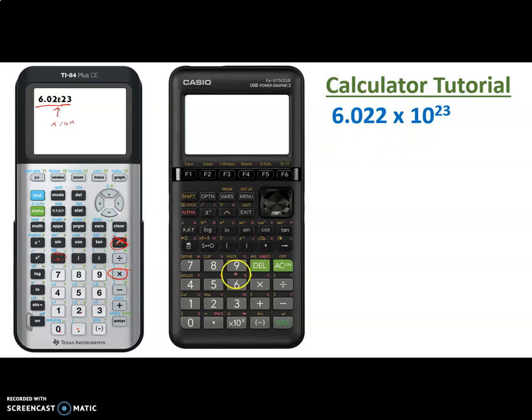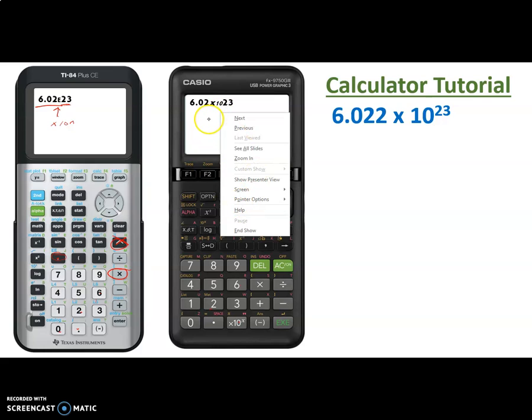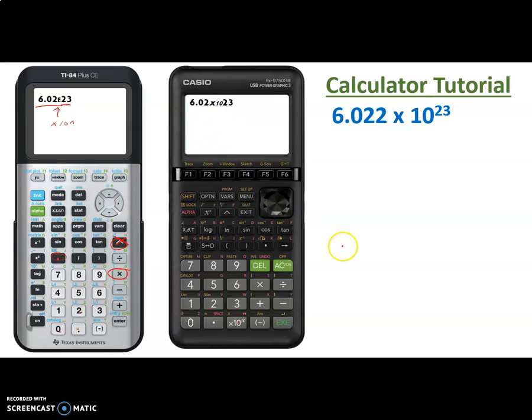Now if you're using a Casio, you do 6.02. And then it's this times 10x button. Now the common mistake that most people make with this is they hit the times 10x button, then they hit this caret symbol. When you use the times 10 button, the next number you type in after that is the exponent. So you type it in like this. So you do not put the caret symbol in there.